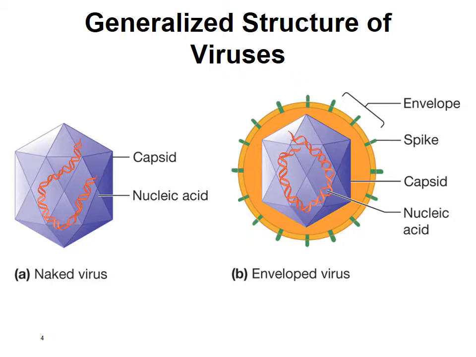In B, we have the more complex type of virus called the enveloped virus, and it still consists of the nucleocapsid, but to the outside of the nucleocapsid we have a flexible membrane called an envelope. And the envelope usually has viral proteins inserted into it, and these are called spikes.